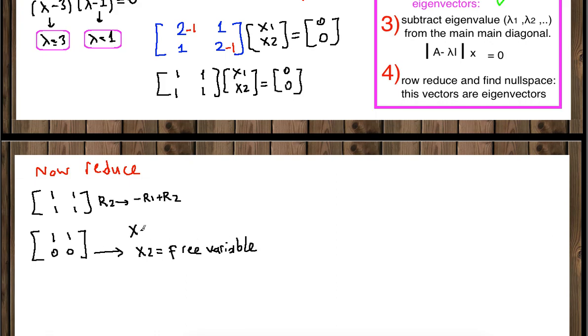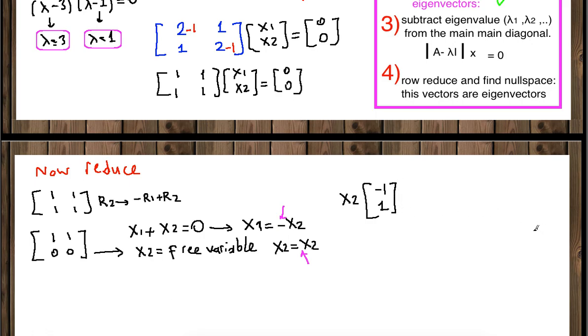And x1, 1x1 plus 1x2 equals to 0. Here, if we solve for x1, we're going to get x1 is equal to negative x2. And here, x2 is free variable, so x2 is equal to x2. And if we factor out x2, what we're going to get is negative 1, the coefficient here, and positive 1 here. So this is our first null space or first eigenvector for lambda 1. So negative 1, 1 is the first eigenvector for lambda equals to 1.